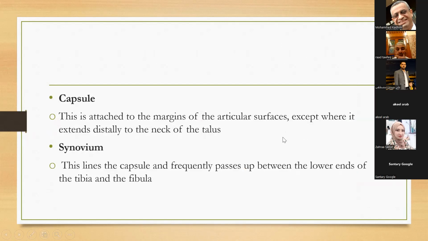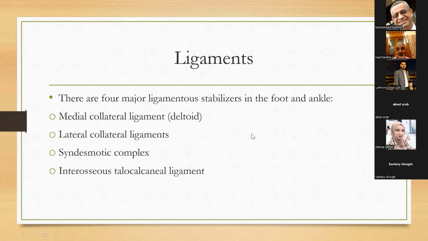The capsule is attached to the margins of the articular surfaces, except where it extends distally to the neck of the talus. The synovium lines the capsule and frequently passes up between the lower ends of the tibia and fibula. The ligaments: there are 4 major ligamentous stabilizers of the foot and ankle. The medial collateral ligament, called the deltoid ligament, the lateral collateral ligaments, the syndesmotic complex, which is the distal tibio-fibular joint between the tibia and fibula, and the interosseous talocalcaneal ligament.